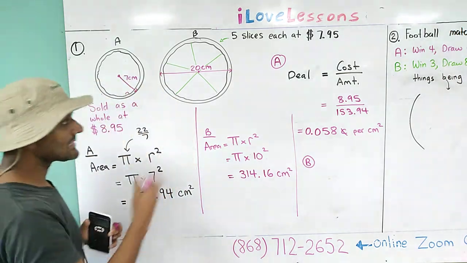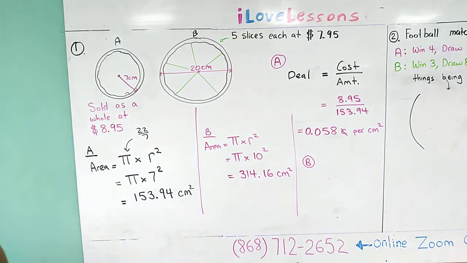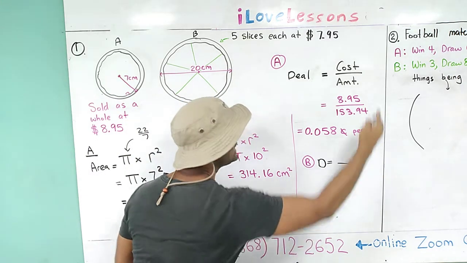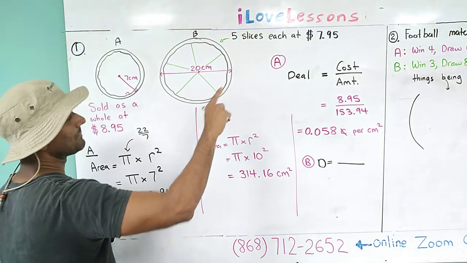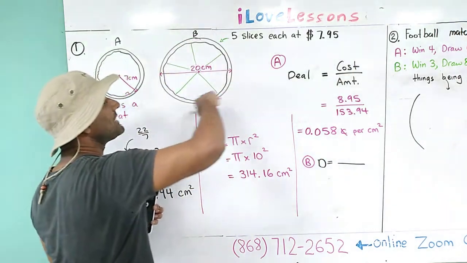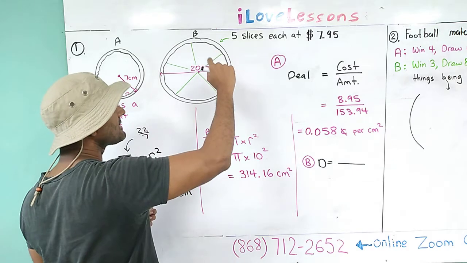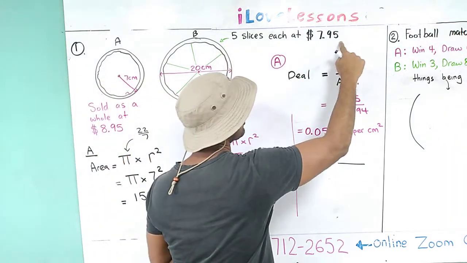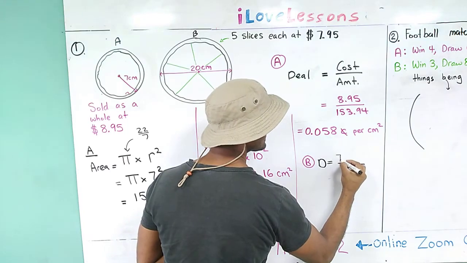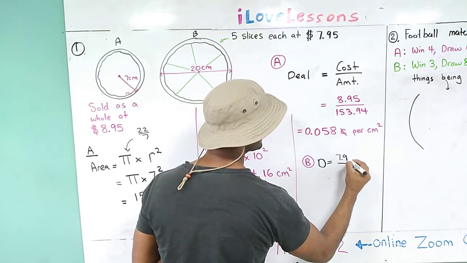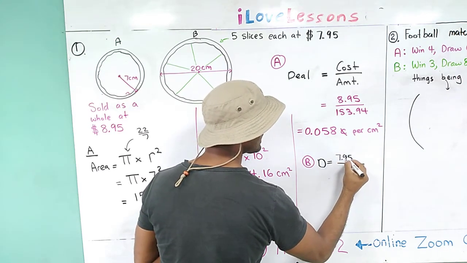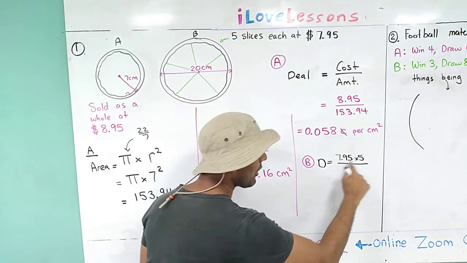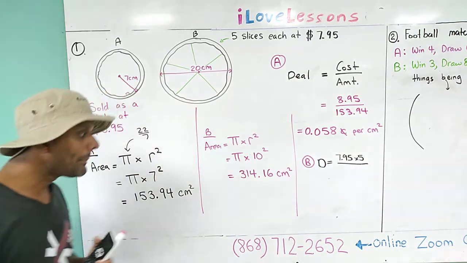Let's do it for part B. To work out the deal for part B, we need the cost. But what's the cost of the entire pizza? It has 5 slices. 1, 2, 3, 4, 5. And each slice costs $7.95. So if I want to buy the whole pizza, it will be $7.95 multiplied by 5. Because I need all 5 slices to make the whole pizza.